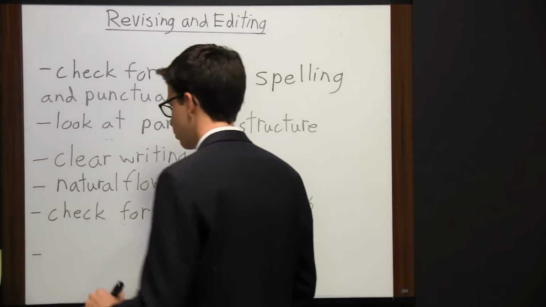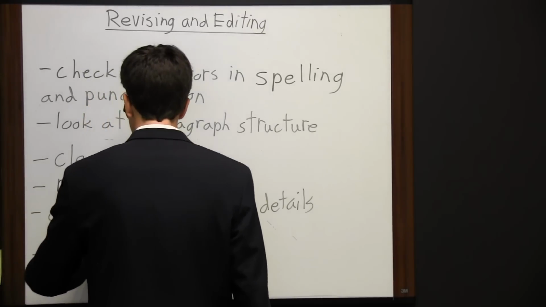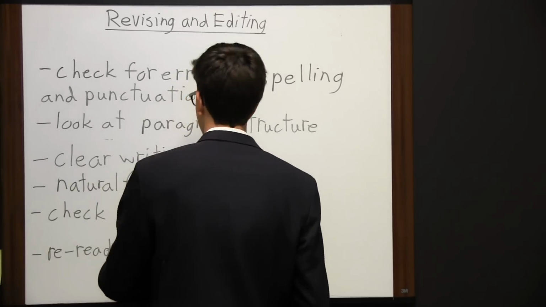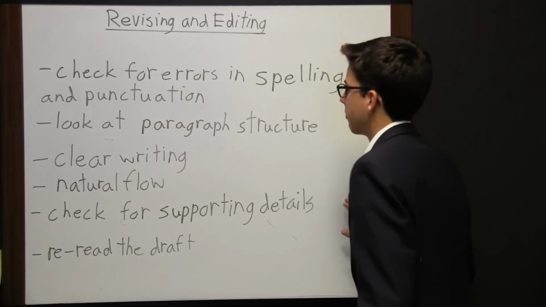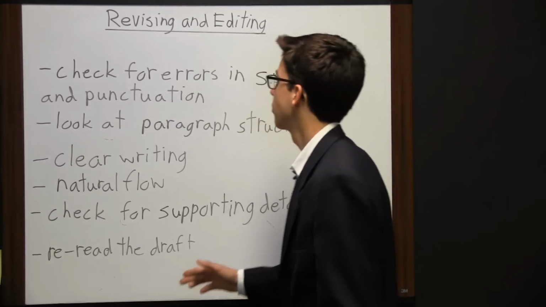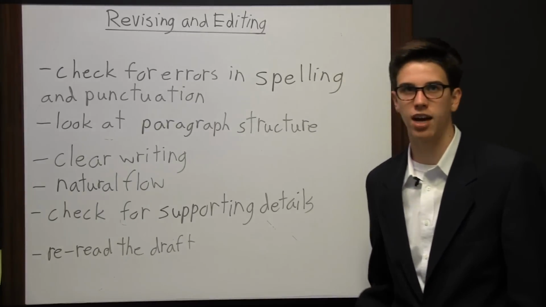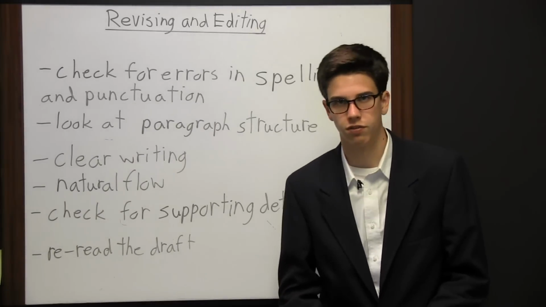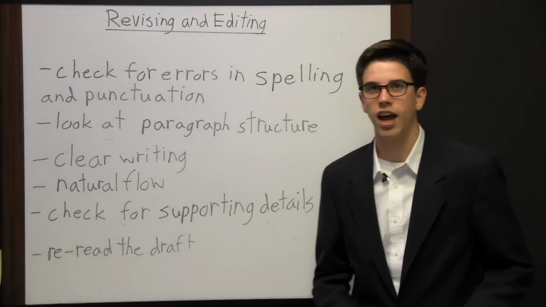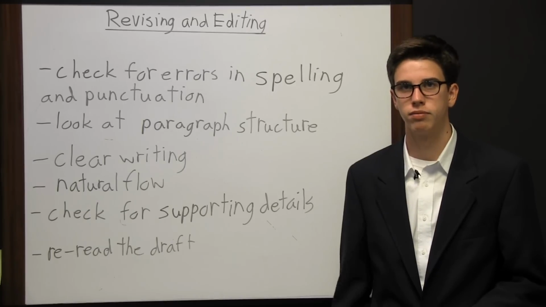Then finally, you need to reread the draft. So you initially wrote this paper, and then you read it again to check for all these errors, and then you want to reread it a second time. In other words, you want to revise and edit it twice, because sometimes you're going to notice something the second time that you would have not noticed the first time. So you want to make the changes that are needed, and then make sure the purpose of the writing is clear.